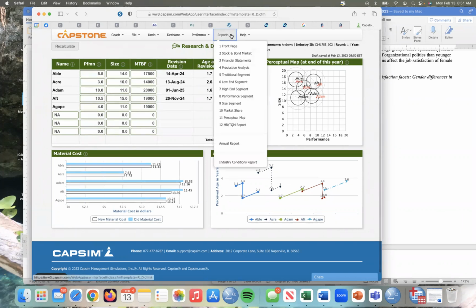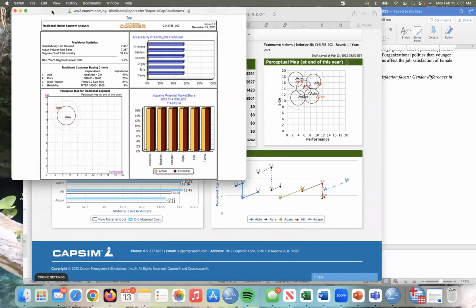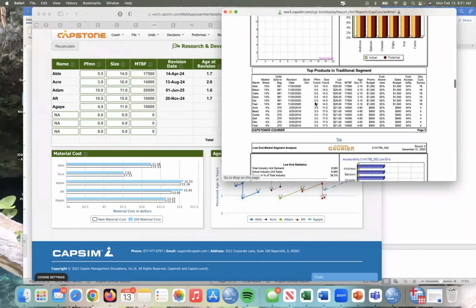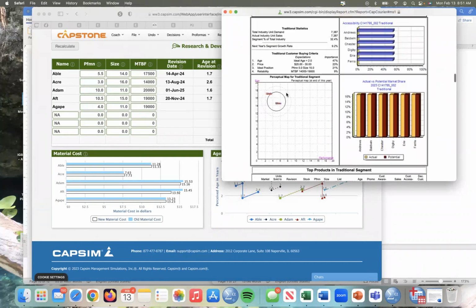So in there, you can go back to your reports again and see for each segment what is expected. So you can see that Able is our top product in the traditional segment. You can see that the ideal age is 2 years for Able, and right now we're doing a little bit better than 2 years. You can see where the MTBF range is. You can look at the ideal position and performance and size. And you can see that we're doing a little bit better with Able.